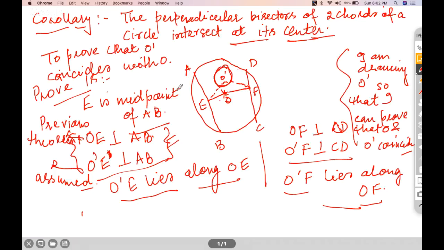So O dash E and O dash F lie along OE and OF respectively. So it means that the intersection of O dash E and O dash F would be O dash, and O dash coincides with O. So that's how you need to prove it.